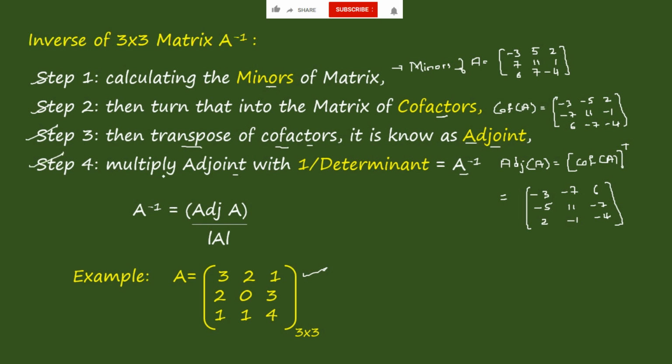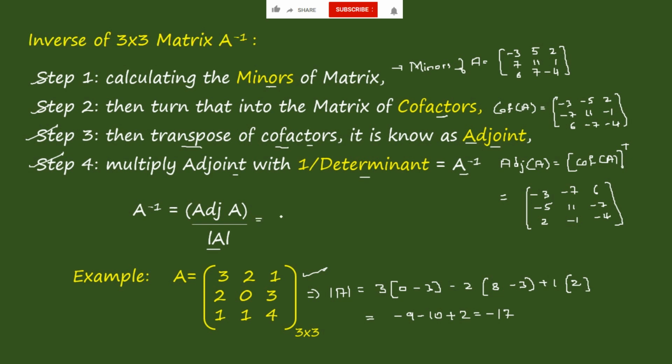Step 4 is nothing but multiplying adjoint with 1 by determinant. So we have to find the determinant. From here we'll find the determinant of matrix A, which is equal to 3 into 0 minus 3, then minus 2 into 8 minus 3 plus 1 into 2, right? So it becomes minus 9 minus 10 plus 2, which is equal to minus 17.